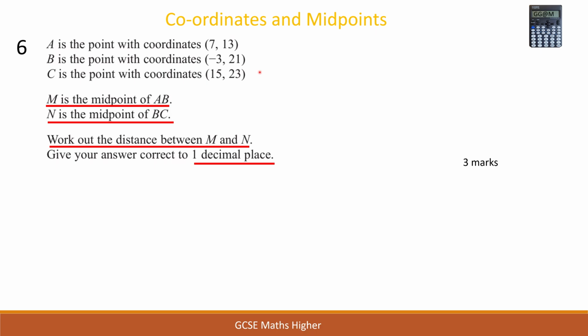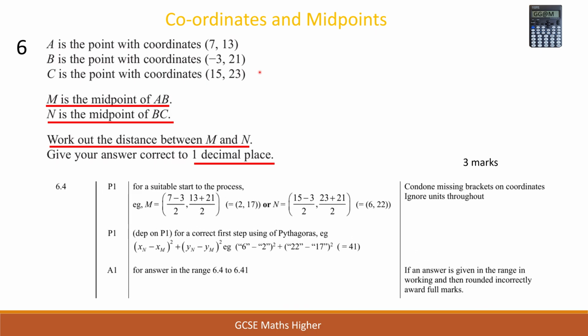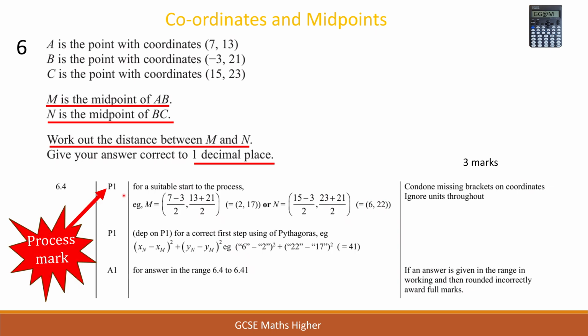Fantastic work. So hopefully you've managed to come up with an answer. You've got P1, which means a process mark. If you try the process of finding the midpoint, which is adding together the 2 coordinates in the x value and then dividing by 2, same for the y value, you've got 2 process marks and then 1 for your answer. So the final answer was 6.4 for 3 marks.